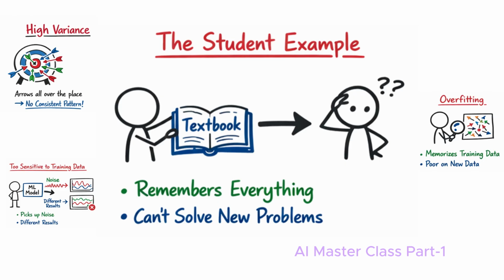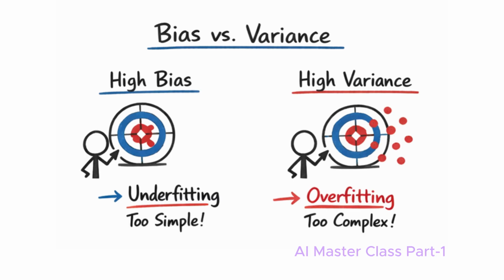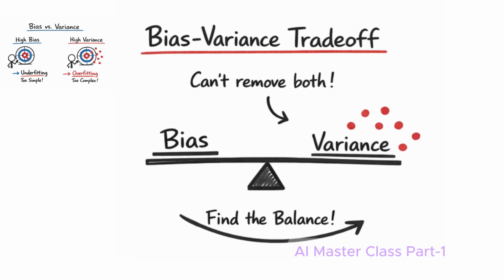So with bias and variance, now we have two problems at hand. One is when the bias is high, that means the model is too simple and that causes underfitting. And the second one is when the variance is very high. That means the model is too complex and that causes overfitting. But we cannot remove bias or variance completely. There is always a trade-off between them that we need to consider, which is also known as the bias variance trade-off.